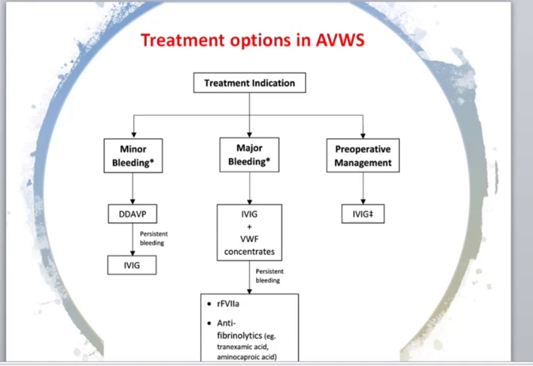And if this patient is going for surgery and he has acquired von Willebrand syndrome and the levels are low, better to give them IVIG first, and then post IVIG, after a week or two, when the levels are optimized, this patient can go to surgery.